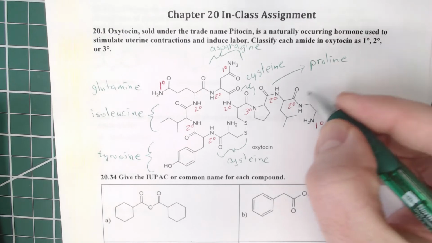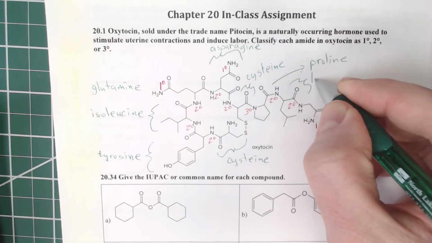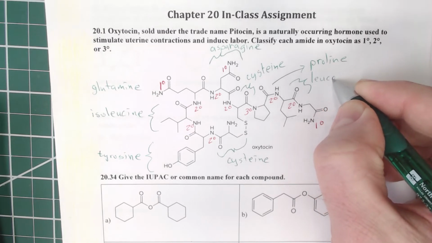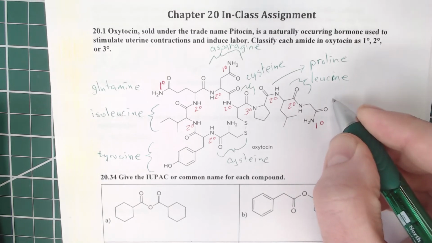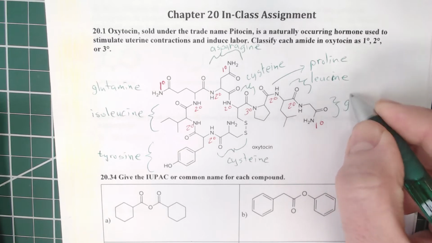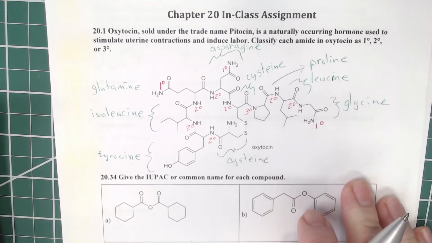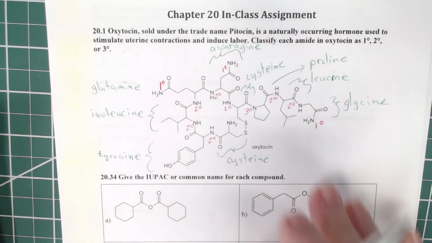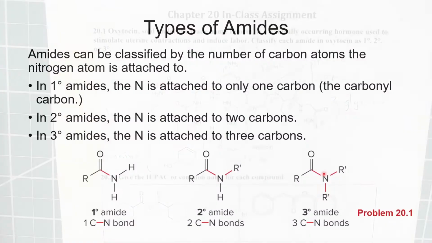All right, and we're almost done here. Here we've got a leucine. So leucine. And then finally this one on the end is glycine. All right, I thought that might be kind of fun for you guys to look at, just so we can identify the different amino acids. Not something that you necessarily have to do in this class, but it is kind of interesting.